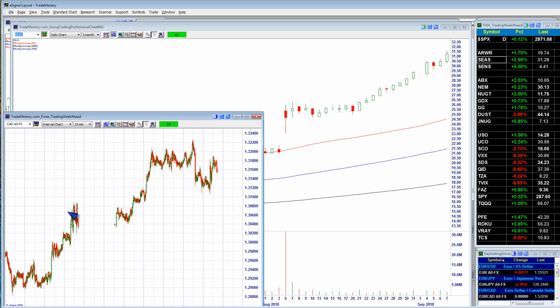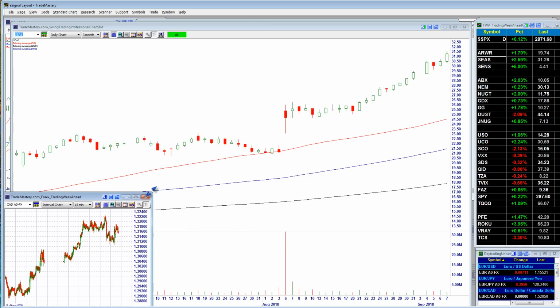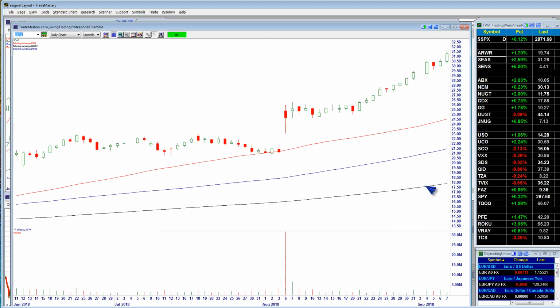Anyway, if you're a Forex trader, that's the best directional swing trading chart I can find: the US dollar to the Canadian dollar, the dollar CAD. Some of you still trade Forex too, so good charts.